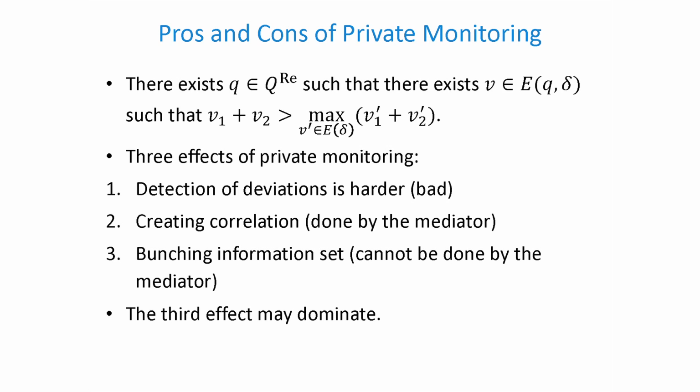And only the third effect can work to achieve this direction of the inequality, which is, as I mentioned, that with private monitoring, we can bunch information sets and sometimes relax incentive compatibility constraints. And this cannot be done with the mediator. As soon as players observe actions under perfect monitoring, they can see and they cannot forget what they observe. So this result says that this third effect sometimes dominates the other two effects. Okay? Questions? No.